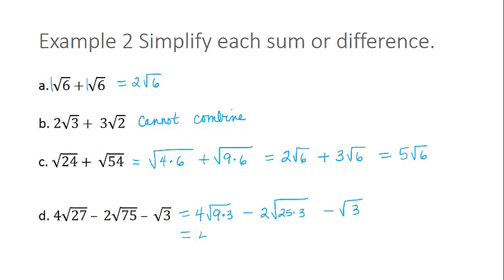The square root of 9 simplifies to be 3, so we have 4 times 3 on the square root of 3, minus 2 times the square root of 25 is 5 times the square root of 3, minus the square root of 3. Multiplying the coefficients gives us 12 square root of 3 minus 10 square root of 3 minus 1 square root of 3. 12 minus 10 is 2, and 2 minus 1 is 1, so this simplifies to be 1 square root of 3, or simply square root of 3.